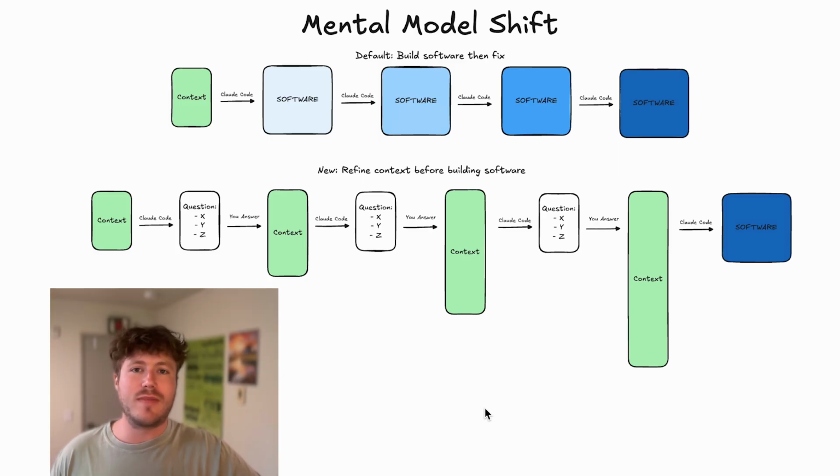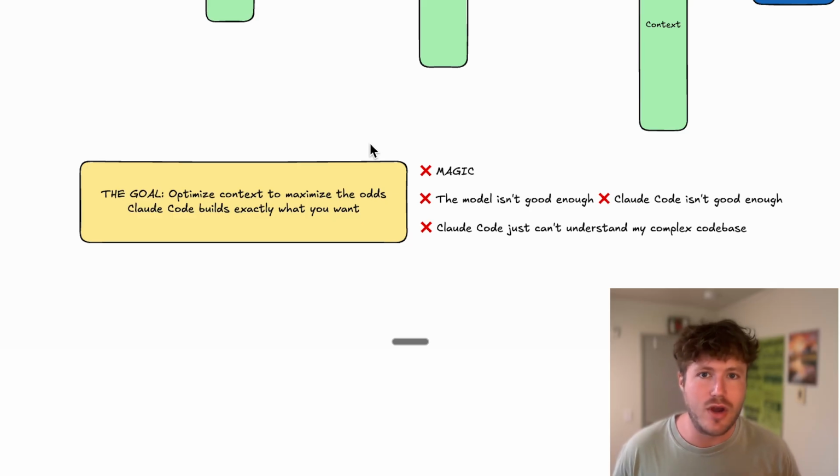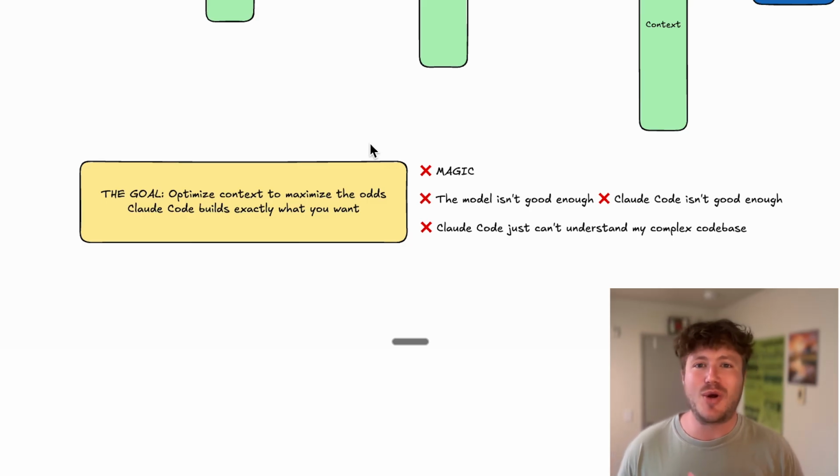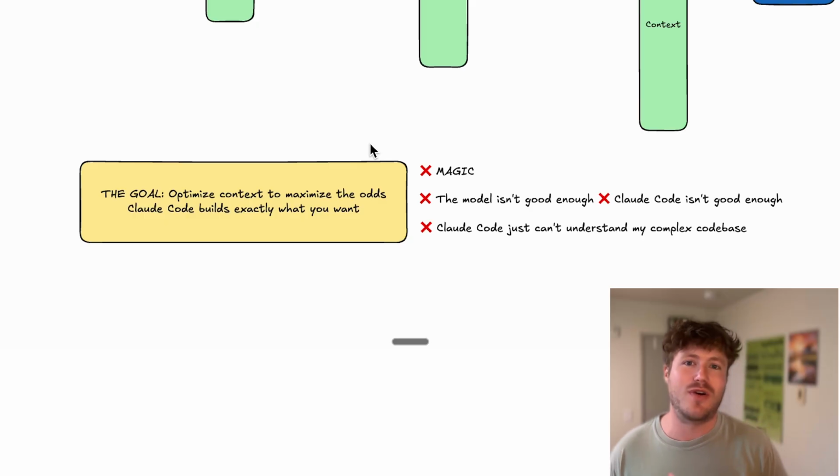Focusing on improving my context quality prior to letting my coding agent loose and building software has had tremendous impacts on the quality of output of my coding agents. Your goal operating a coding agent should be to optimize the context that you have to maximize the odds that Claude Code builds what you want it to build. It isn't magic. It's not about Claude Code's features or the models not being good enough. It's about what you can do to optimize your context window.